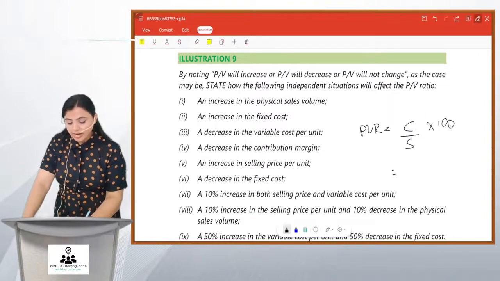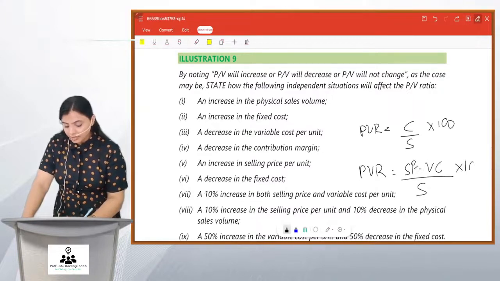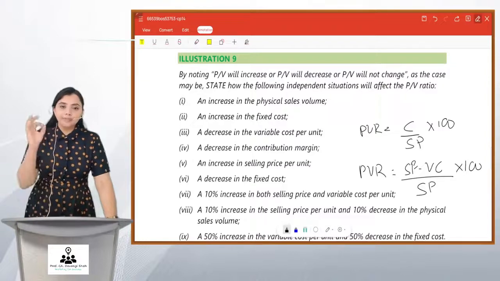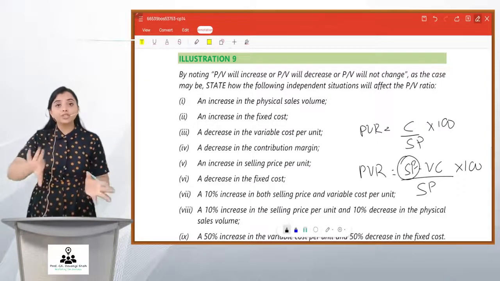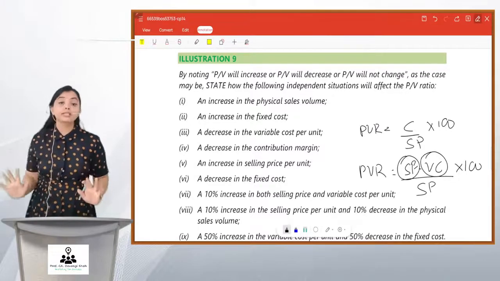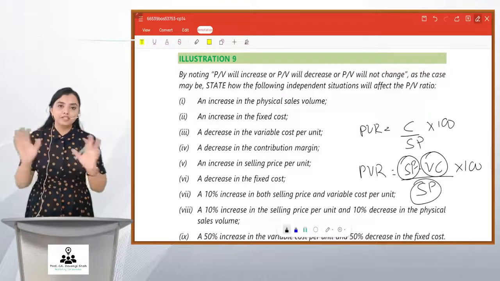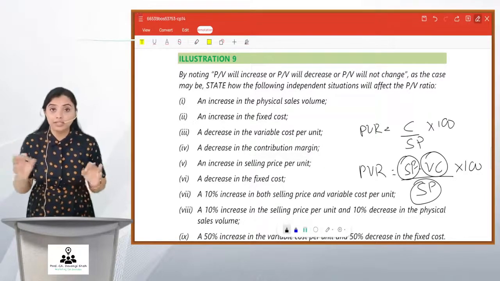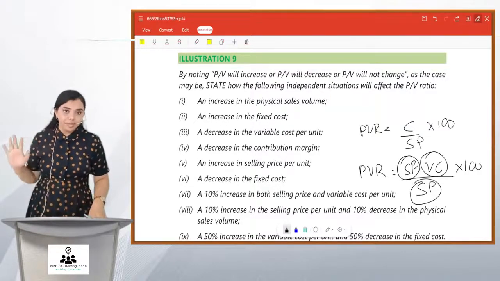Got it? And how to get this contribution? It is selling price minus variable cost, right? So basically, this is the formula for PV ratio. Now, friends, PV ratio will change if selling price changes. PV ratio will change if variable cost changes. PV ratio will change if the denominator selling price changes. Basically, change in any of these two, selling price, variable cost, will result in change. Only if these two are constant, your PV ratio will remain same.